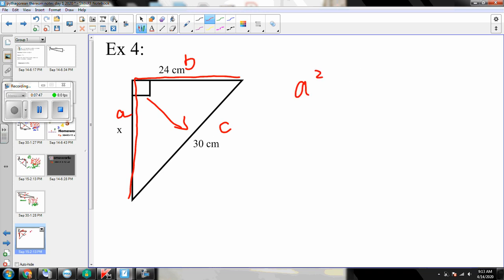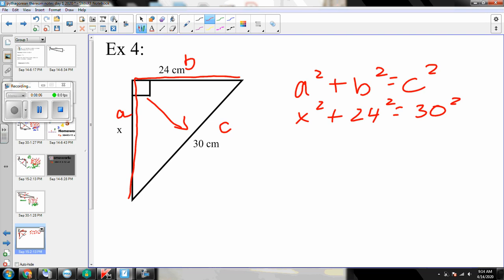You start by writing the Pythagorean theorem. A squared plus b squared equals c squared. Plug in what you know. Well, if I look over here, I don't know A. I could leave it A, or I could just put x. B is 24. So I'll have 24 to the second, and c is 30. So this would be 30 to the second power.